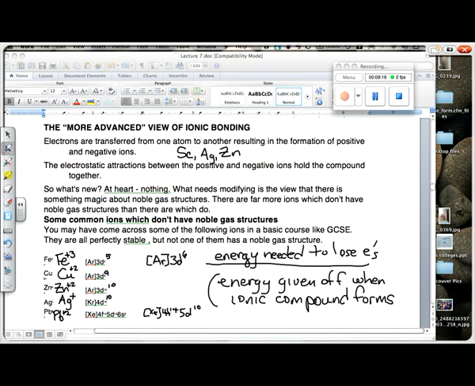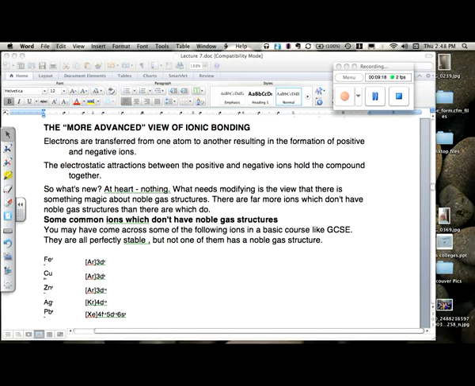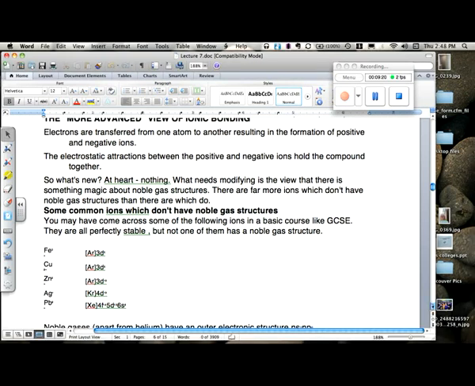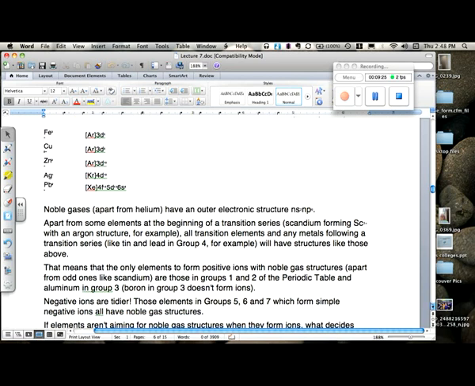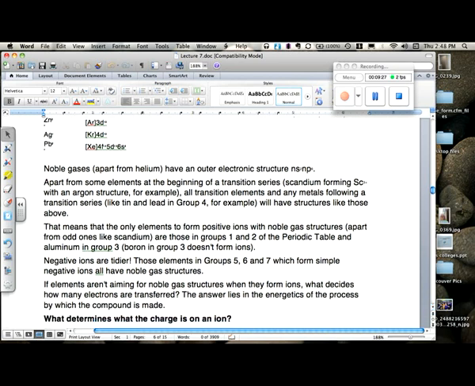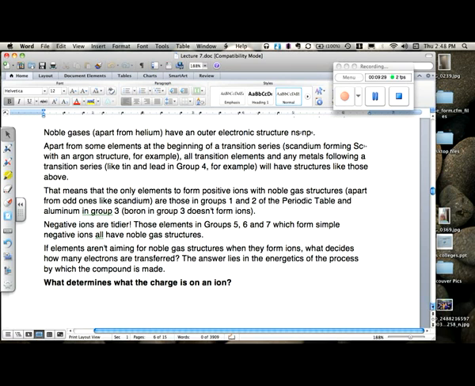So if you were given the idea in high school that everyone wants to be a noble gas, try to let go of that idea. Okay. All right. So just reinforcing here what I was just talking about.